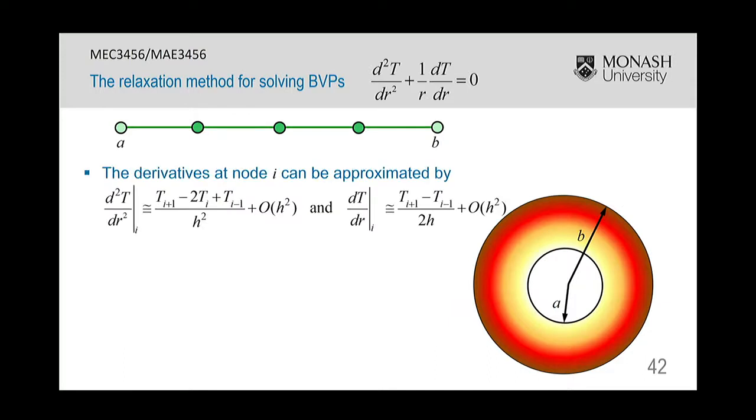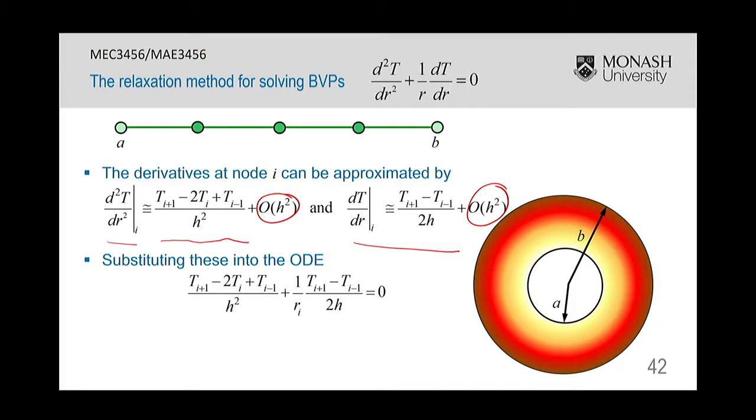The derivative at node i can be approximated by a finite difference approximation that we've looked at previously. So the d squared T/dr squared is equal to T(i+1) minus twice T(i) plus T(i-1) on h squared, and dT/dr is equal to T(i+1) minus T(i-1) on twice h. Of course, there are error terms that both scale like h squared for both these expressions.